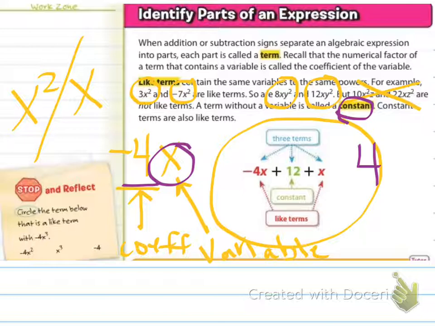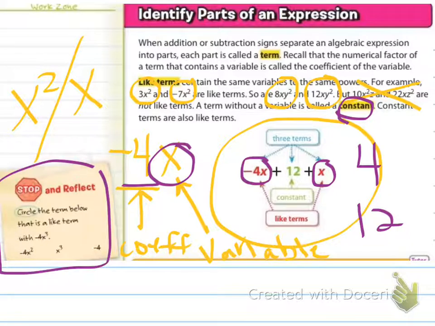So for this example, the only constant they have is the 12, but they do have two like terms where they have x and x. So they have negative 4x and they have positive x, and you can combine those. And we'll talk about that in just a second. So it's asking you over here in the stop and reflect, circle the term that is a like term with negative 4x to the third power. The only thing that goes with that is x to the third power, because x to the second power and negative 4 doesn't even have a variable anywhere.